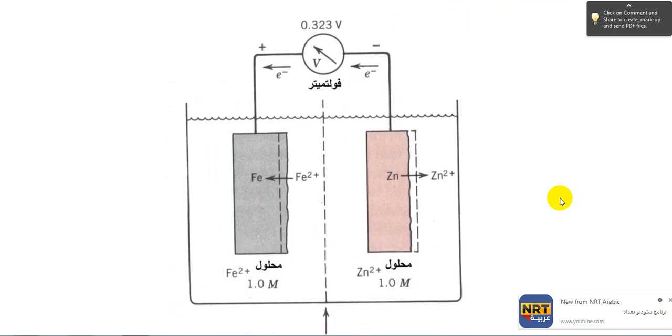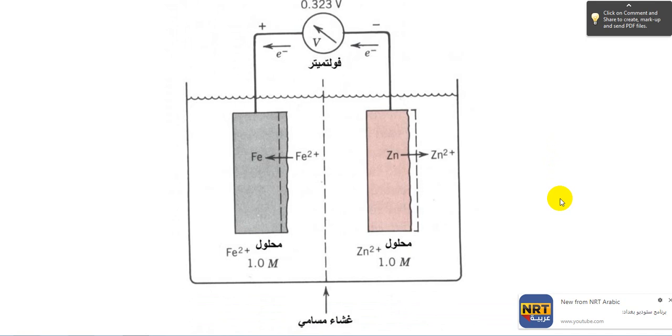Here is the second galvanic cell. The voltmeter here, as you can see right in front of you, indicates 0.323 volt. We have here zinc, and we have Fe iron. Here we're going to increase the mass of iron by corroding the surface of zinc.